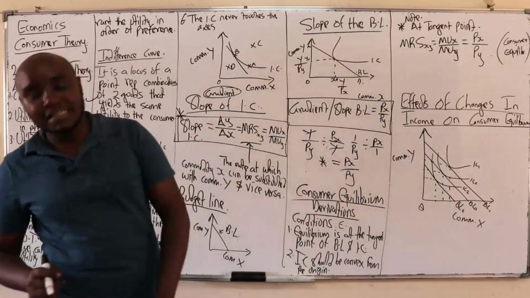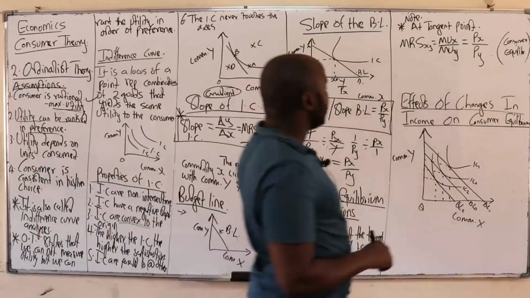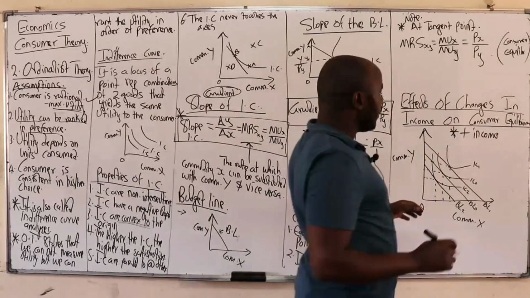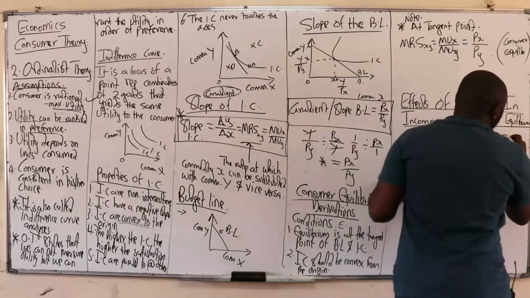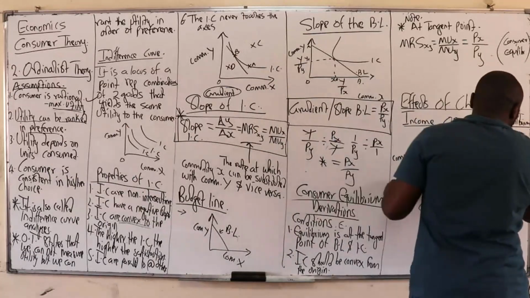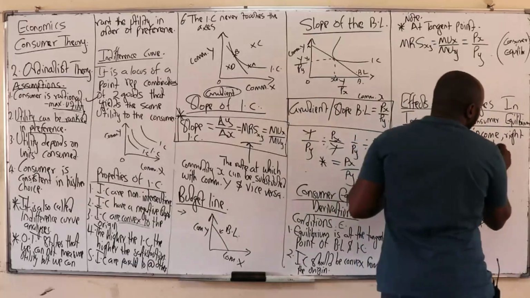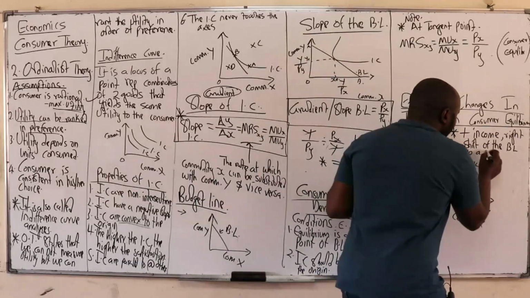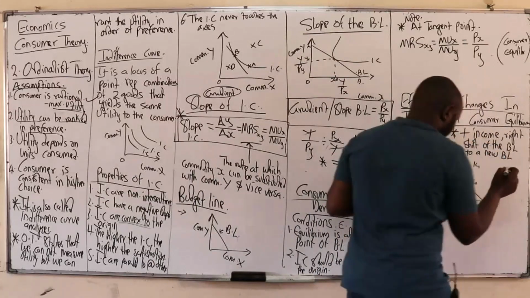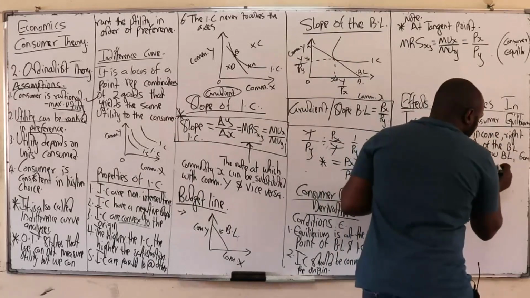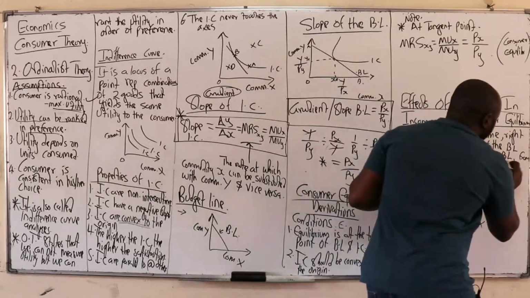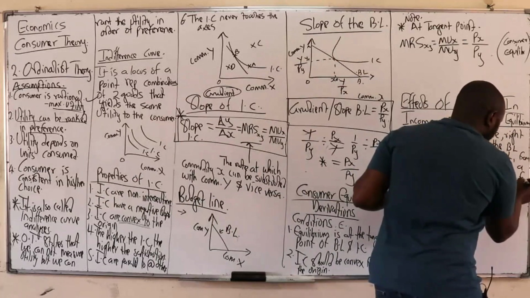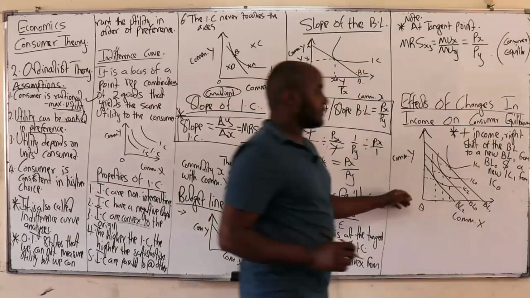So, meaning that an increase in income will result in what? An increase in income will result in a right shift of the budget line to a new budget line 1 from budget line 0, and a new indifference curve 1 from indifference curve 0. This is how you shall be explaining.